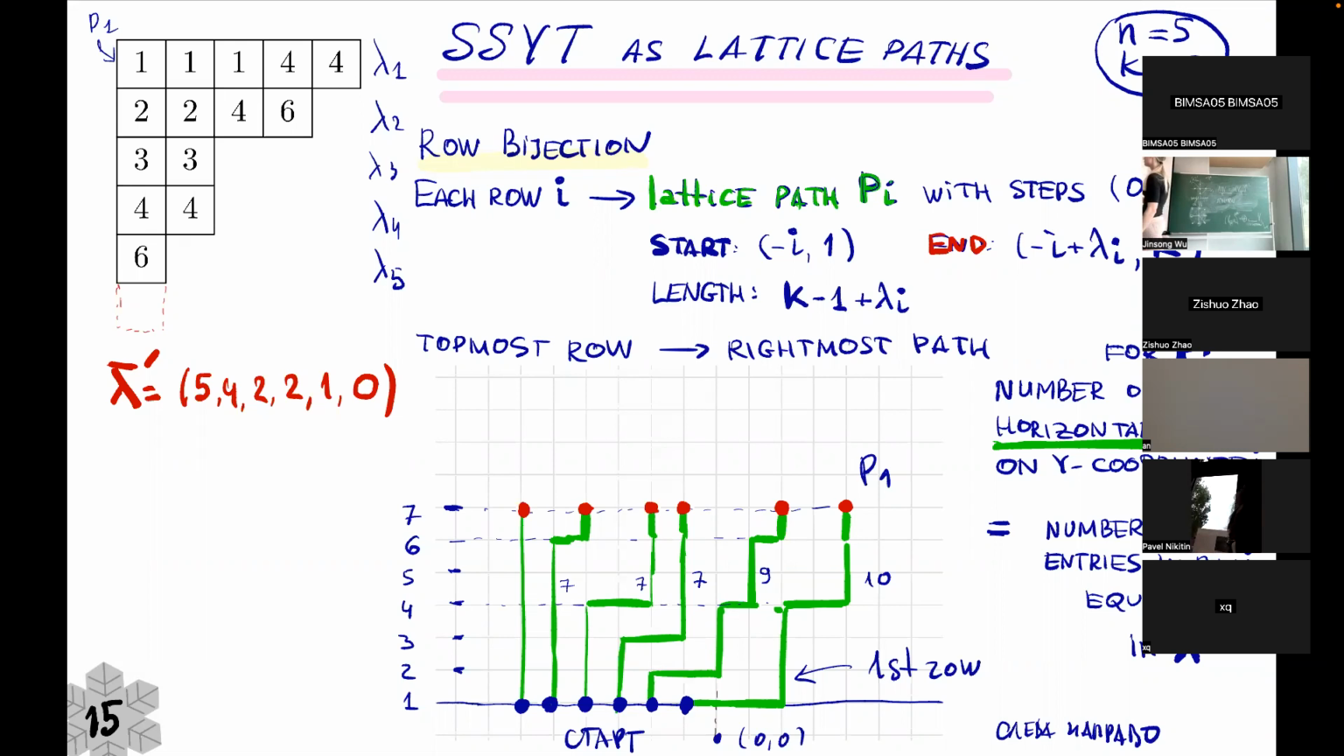So what do we do? We make a correspondence for each row to a lattice path with certain steps. We say that the starting points are the following and the end points are the following. The topmost row easily corresponds to the rightmost path. This is quite a technical thing. All of you can do this using this recipe. Sometimes I will just say use a row bijection.